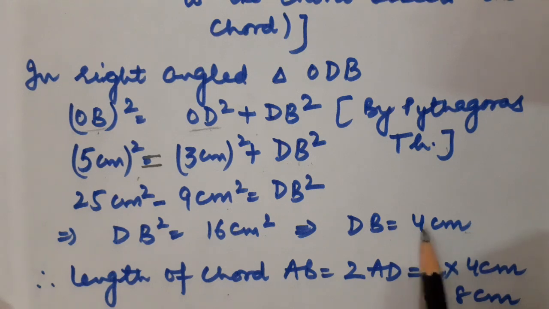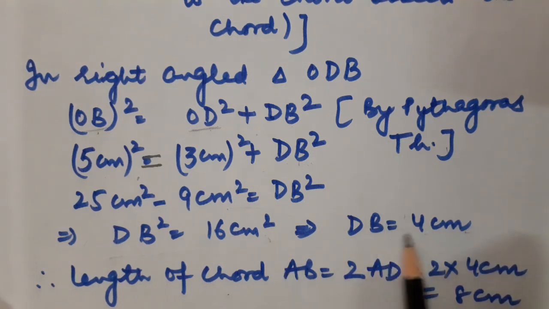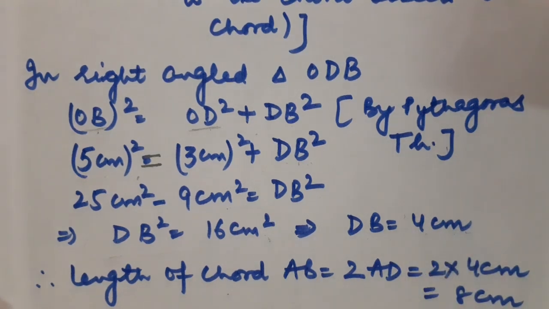You may be thinking that why ma'am has not taken plus minus here. Here also it is becoming a quadratic equation. Why? Because, children, the length of any side can never ever be negative. That's why that negative value will not be considered.